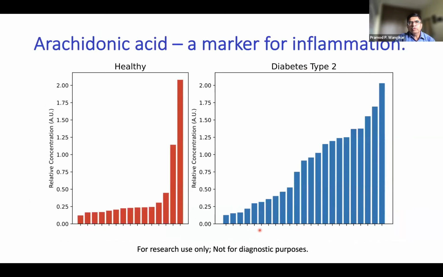Then another thing to watch out for is arachidonic acid, which is an inflammation marker. We can see that it is elevated among the diabetic population, much more than the healthy population.